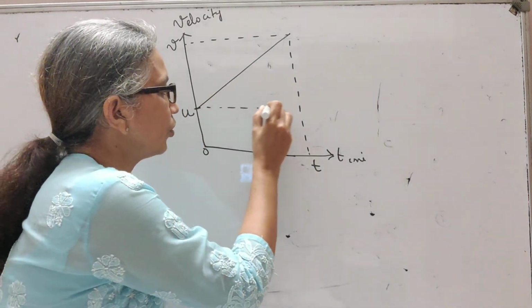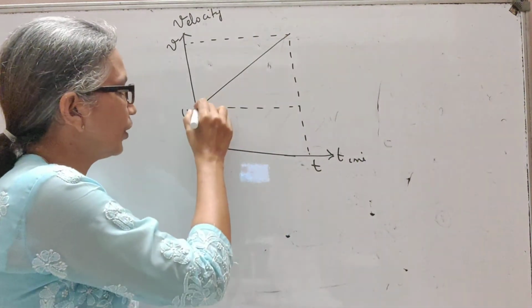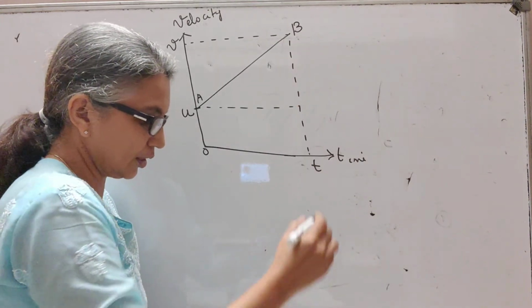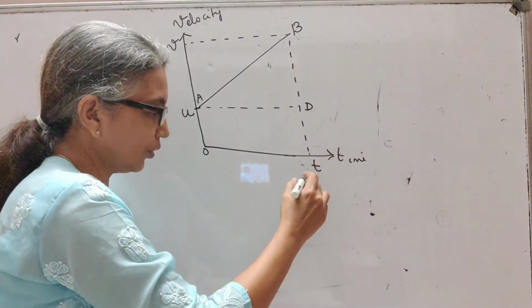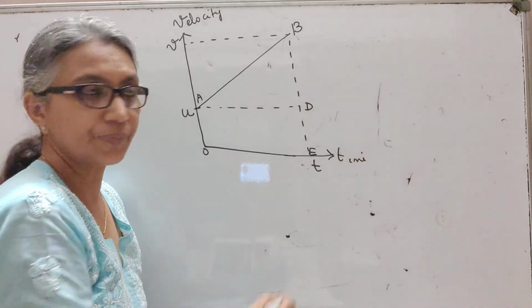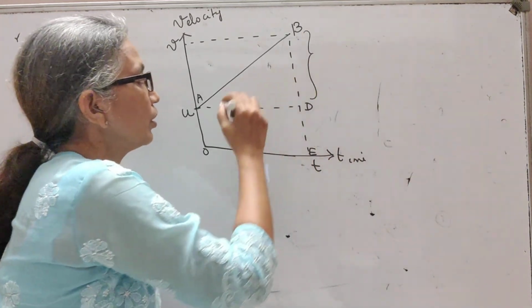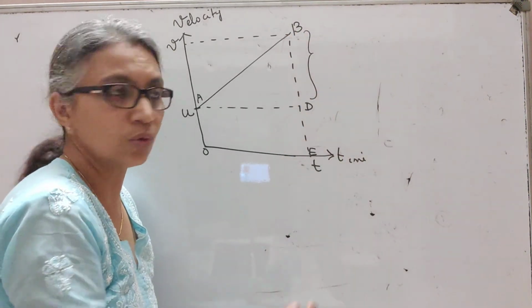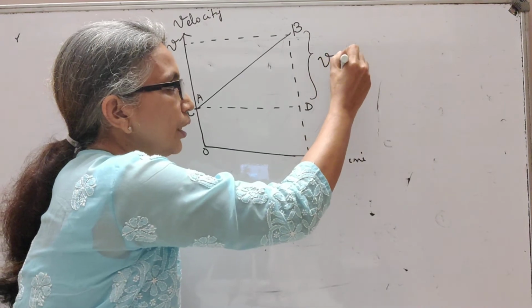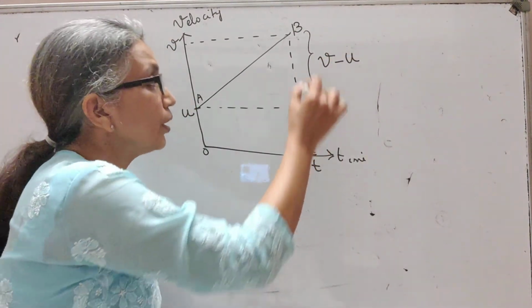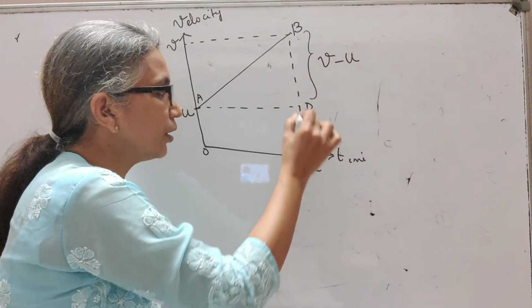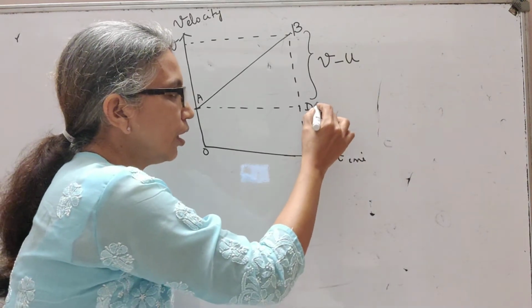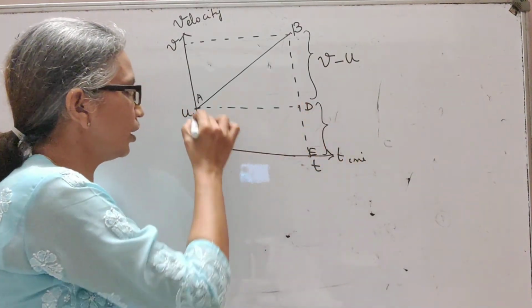Okay. So now I am going to call this point A, this point B, this point D, and this point E. Right? Now what is this going to be? From here till here we have v, and from here till here we have u. So this must be v minus u. Right? Because from here till here it is v, and from here till here it is u. So this will be v minus u. And how much will this be? From here to here it is u.